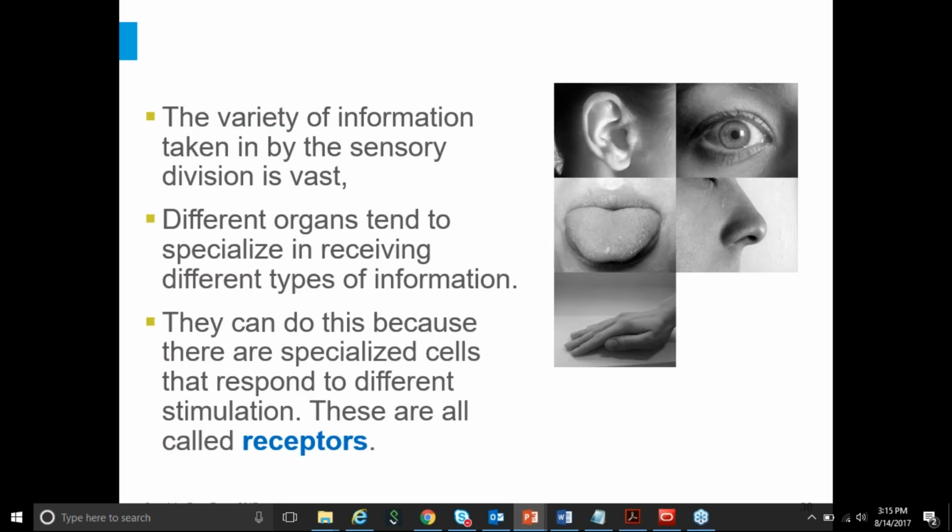Okay, and that takes us to talking about the sensory nervous system. The variety of information that's taken in by the sensory division is very vast. It's varied. Different organs tend to specialize in receiving different types of information. So we see with our eyes and hear with our ears and taste with our tongues. They can do this because there are specialized cells that respond to different stimulations, and these are all called receptors. So in the next slides, we're going to look at different types of receptors.